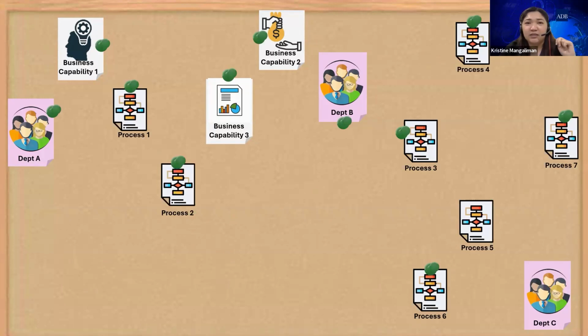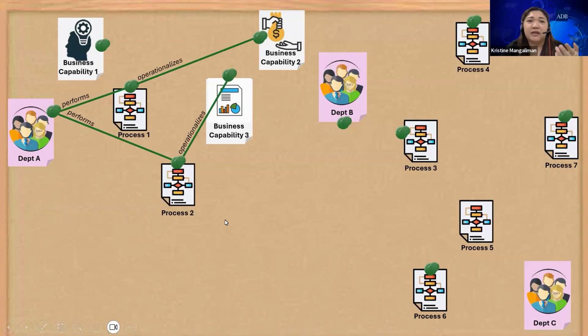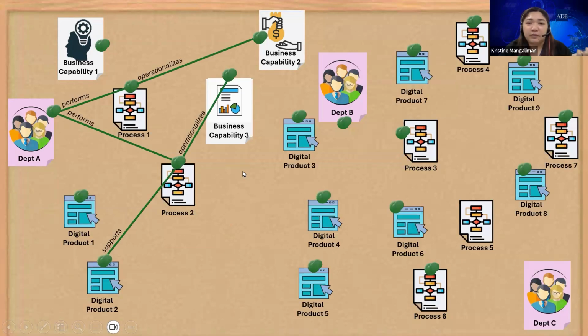So these are the dots or the data points that we need to collect. But again, similar to the crime board, we need to connect those data. So for example, department A is the one who performs process one and process two. These processes operationalize these specific business capabilities two and three. And then we have platforms, technologies, we call them digital products in ADB, that support those processes and enable the delivery of the business capability.